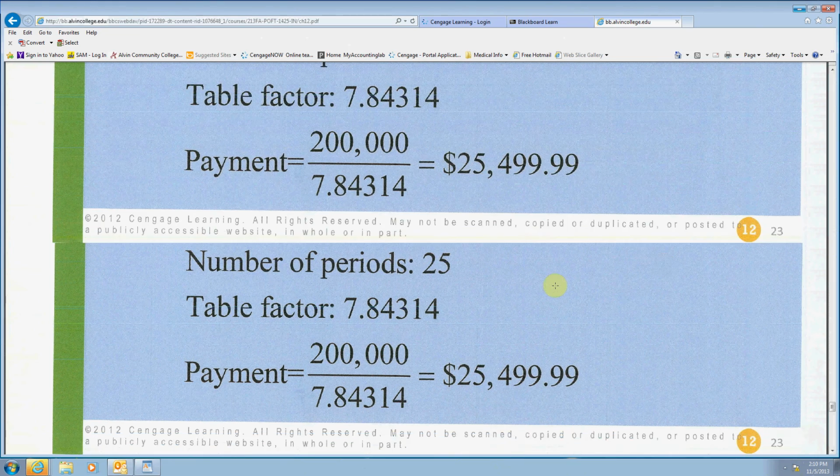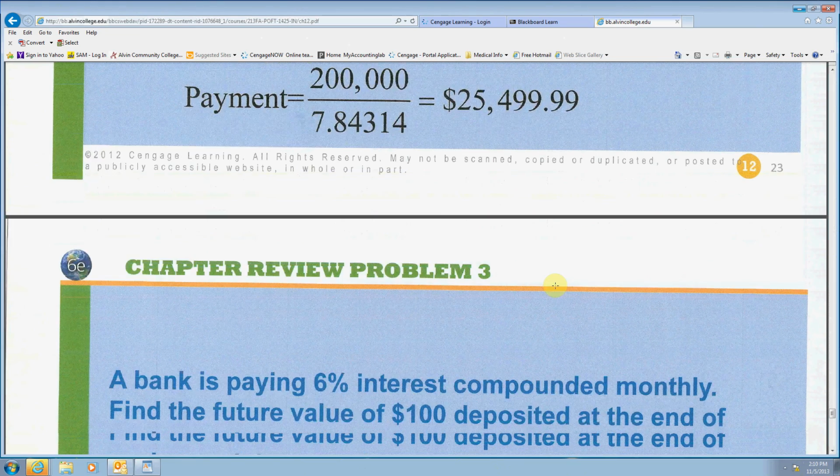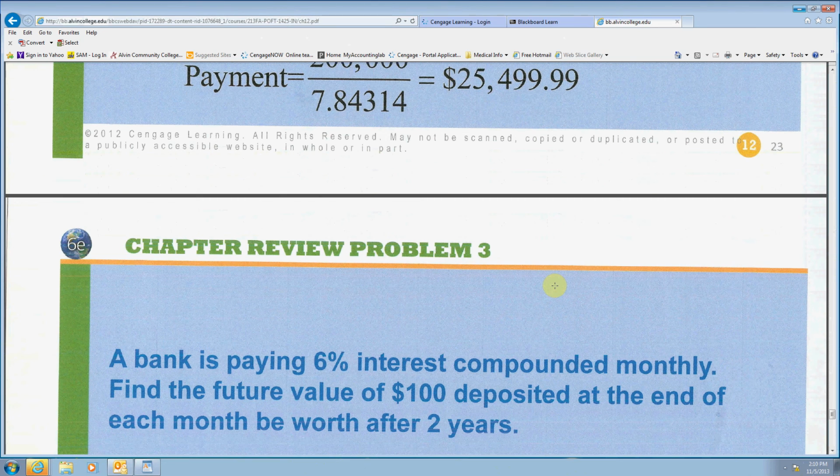Our next problem: a bank is paying 6% interest compounded monthly. Find the future value of $100 deposited at the end of each month will be worth after 2 years. So if it's at the end of each month, then we know this is an ordinary annuity, and it's going to be the future value, so you want to use the future value table. So go back in your book if you need to look up finding an ordinary annuity.